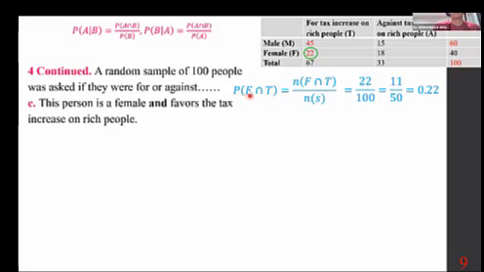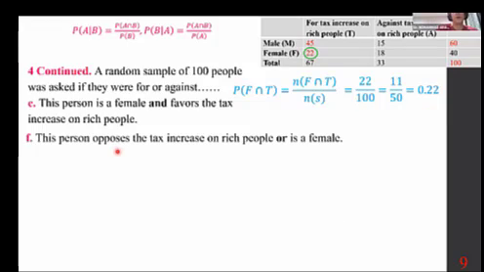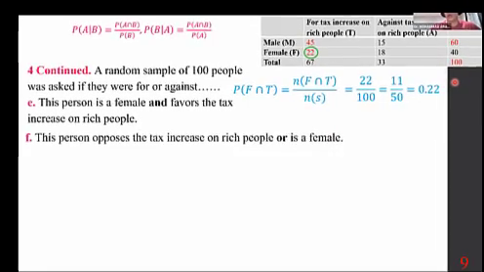Formula says probability of F intersection T is N of F intersection T over N of S. So N of S is 100, and the intersection of the two has 22 members. Therefore, the answer is 22 over 100. Needless to say, everybody can simplify. This person opposes the tax increase on rich people or is a female. Again, the sample space remains as the total of 100.